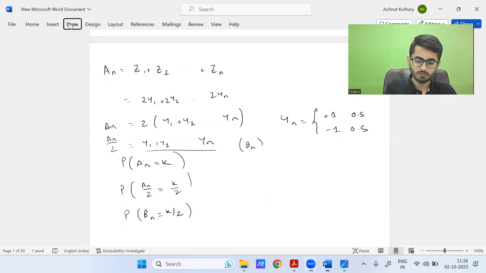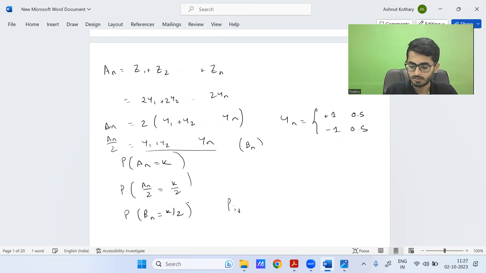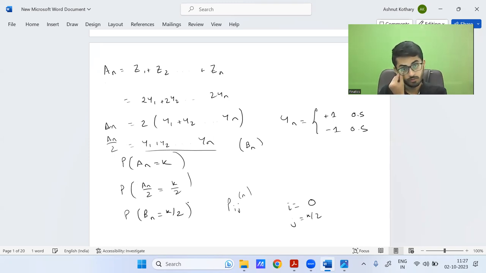So yeah, this is what we're looking for: the probability Bn equal to k by 2. So it's like pij after n steps. Here i will be the starting point, which is 0, and j is nothing but k by 2. And we'll get it. I'm not explaining this or spending time on it, as it will take a lot of time. It's something which at least the ones who have studied from us have access to. For others, you might refer to the solution and understand it yourself; I'm not using this time to explain that in detail.